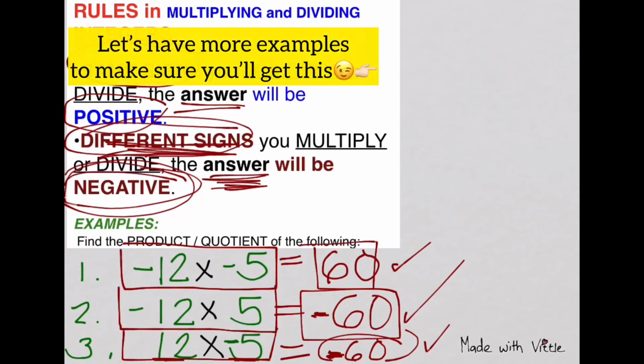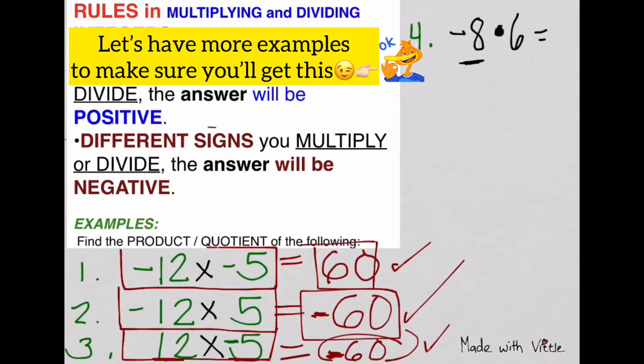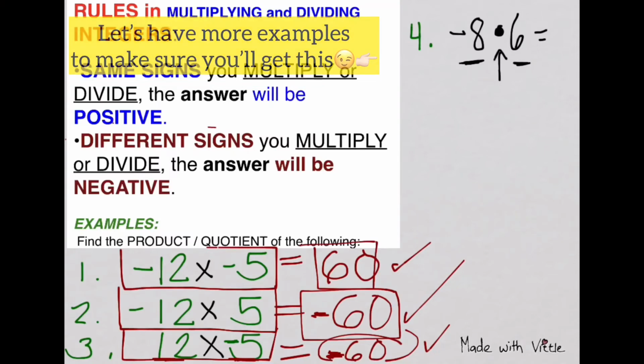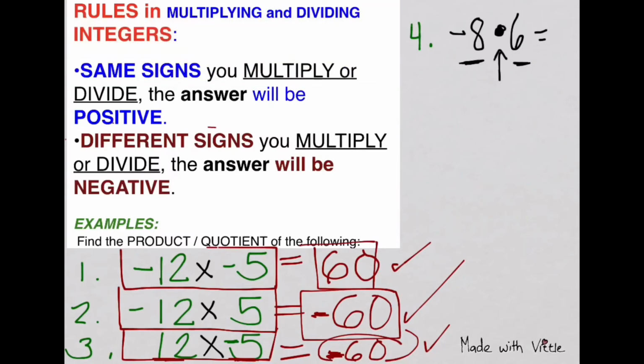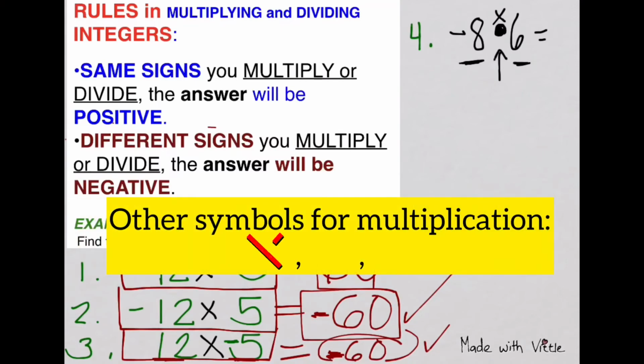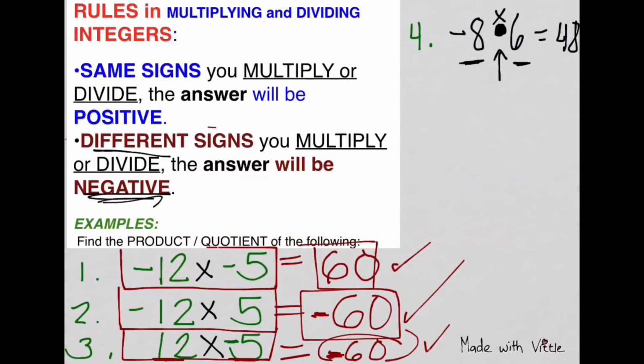Alright? Now we have negative 8 times 6. Okay, so you see that hanging dot over there? That also means multiplication. If you see a hanging dot, that means multiplication. So negative 8 times 6 will be 48. And they are of different signs. So what do we have for our final answer? The sign will be negative. So our final answer is negative 48.